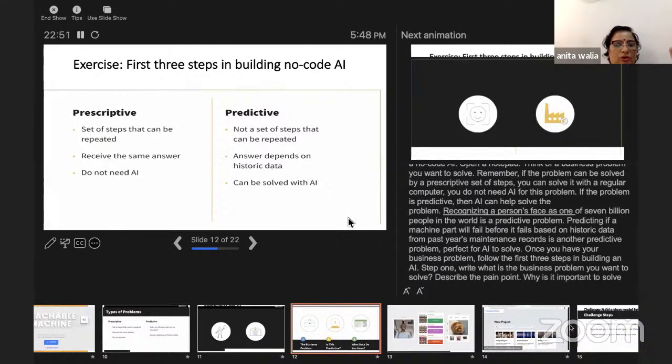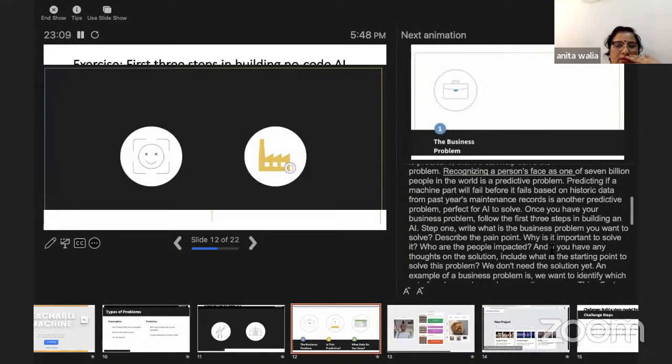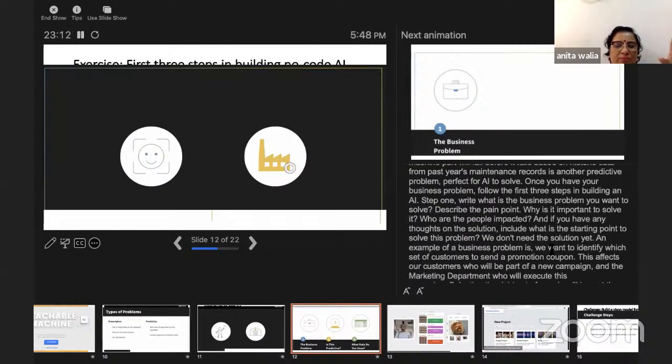As I've already told you all these things, we are basically trying to solve a problem where we are going to recognize a person's face as one of the 7 billion people in the world, with a predictive problem. Predicting means that, for example, when you see a person, you can easily tell that she is Ram, she is Nathan, she is Sharmila. All those kinds of names you can tell by looking at the features, and you are not trained on that.